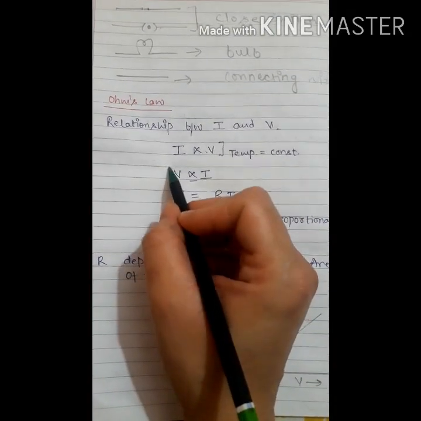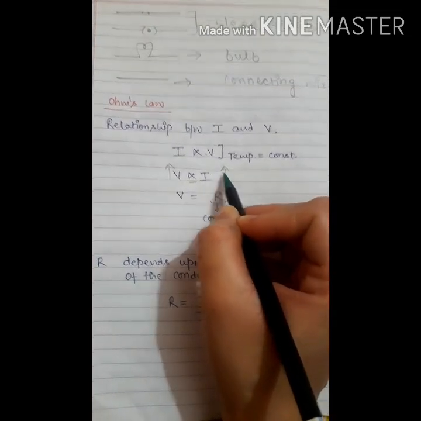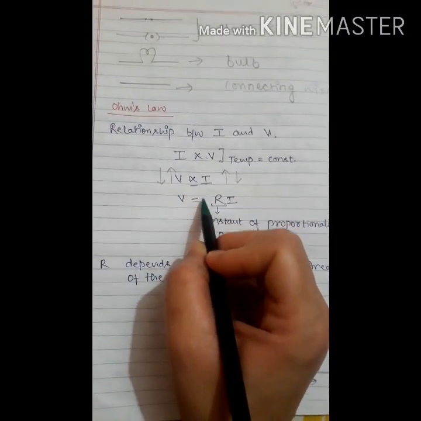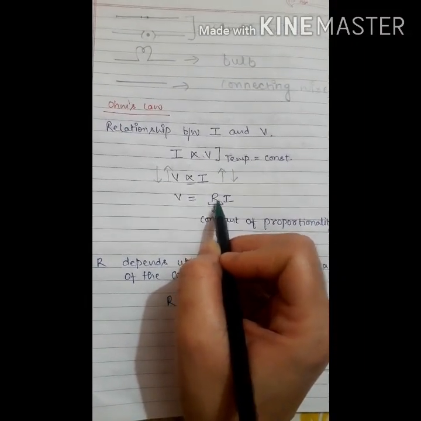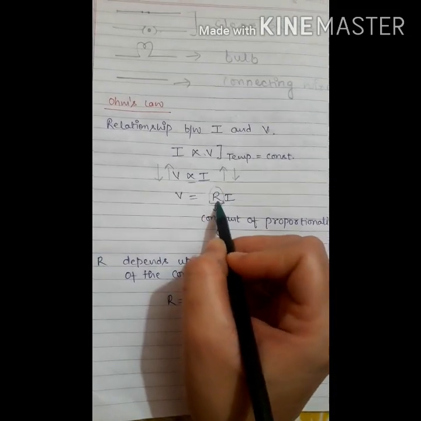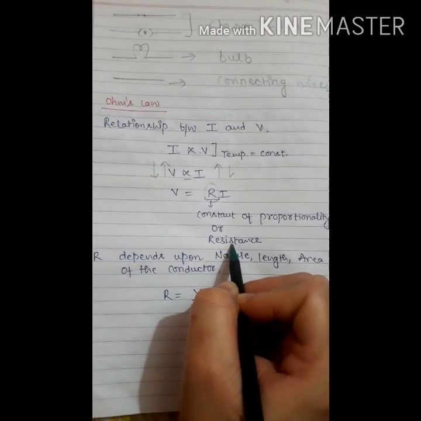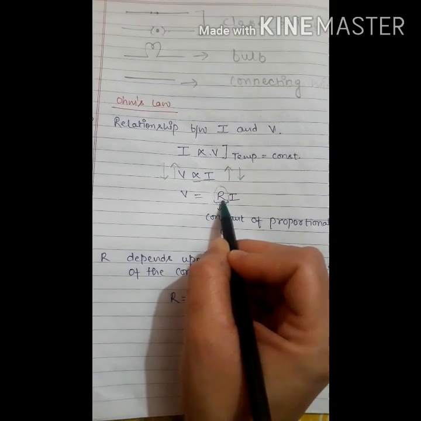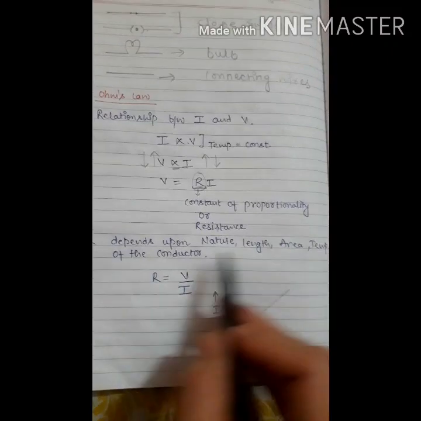Proportionality means when the potential increases, then the value of current also increases. When the value of potential decreases, then the value of current also decreases. By removing the sign of proportionality, we add here a constant of proportionality. The symbol is R. R is known as the constant of proportionality, or a new name, resistance. So V is equal to IR. The value of R depends upon the nature, length, area, and temperature of the conductor.